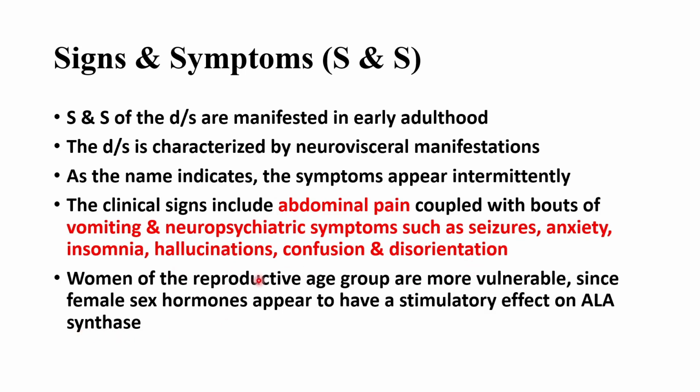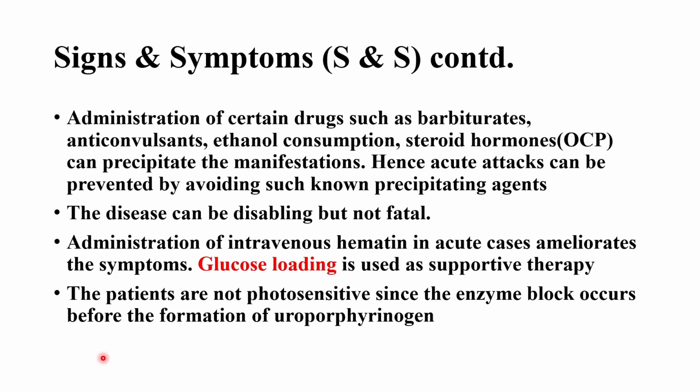So women of the reproductive age group are more vulnerable since female sex hormones appear to have a stimulatory effect on ALA synthase. So administration of certain drugs such as barbiturates, anticonvulsants, ethanol consumption, steroid hormones like oral contraceptive pills can precipitate the manifestations. Hence, acute attacks can be prevented by avoiding such known precipitating agents.